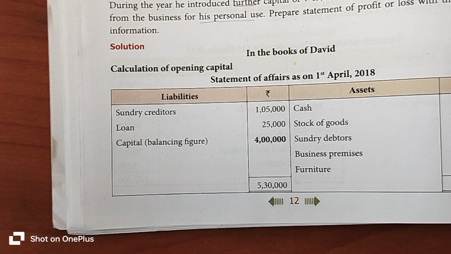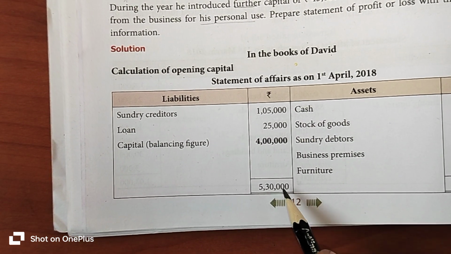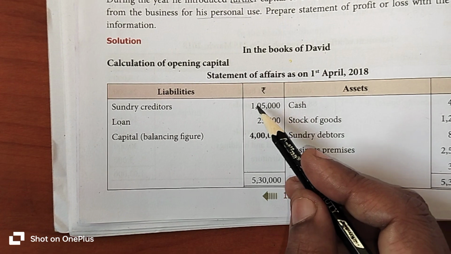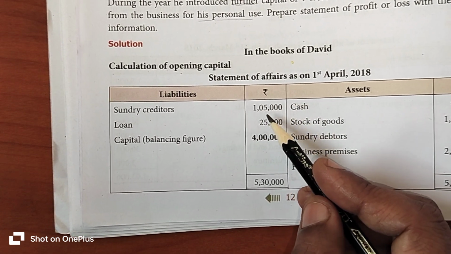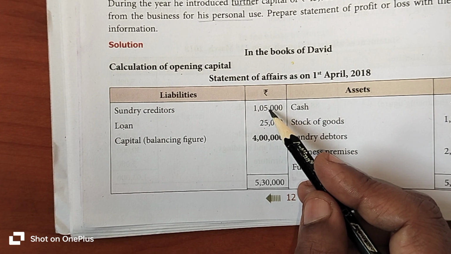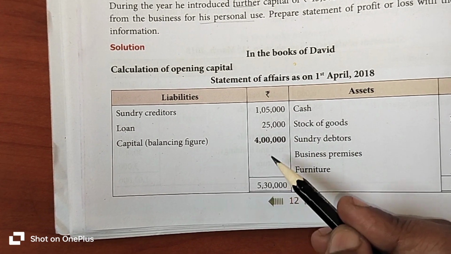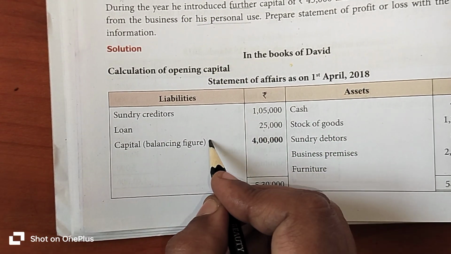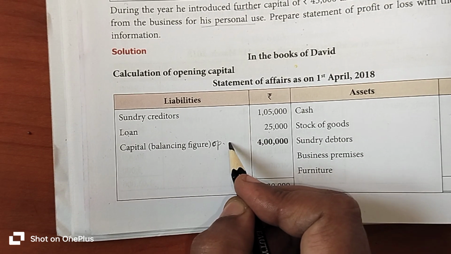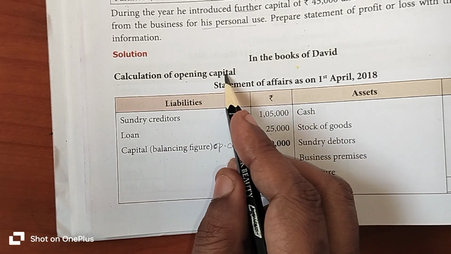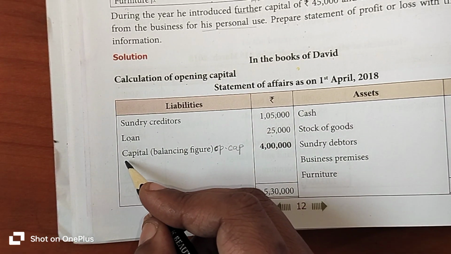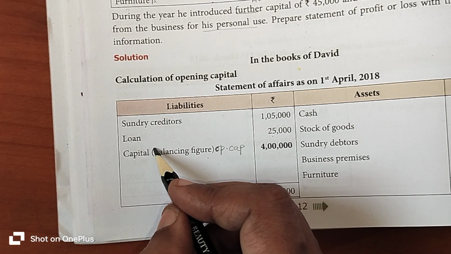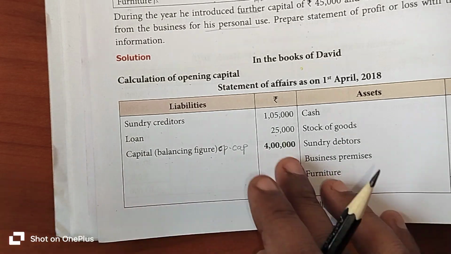Okay, so that same total we have to enter on the liability side in the same horizontal line. Then we have to find out the lesser side amount. The total of the liability side is 1,30,000. So we have to subtract 1,30,000 from the total. We will get 4 lakh rupees. What do we call this 4 lakh rupees? This is called opening capital. Calculation of the opening capital we found out here. This is the missing figure. You have to write capital within brackets, balancing figure, 4 lakh rupees.